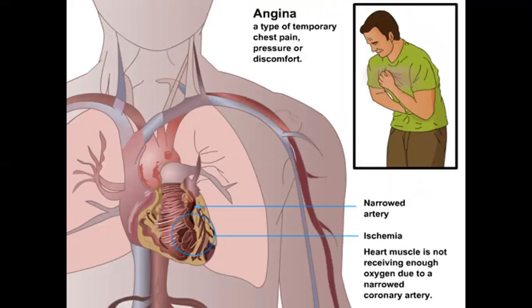Here is a picture image of angina. The chest pain is the common symptom I have told you, a type of temporary chest pain, pressure or discomfort. And what will be the heart condition during this pain? The arteries are getting narrowed. Ischemia occurs. That means the heart muscle is not receiving enough oxygen due to the narrowed coronary artery.